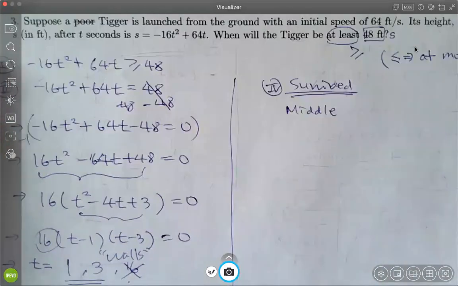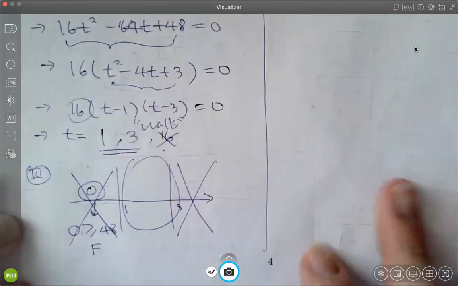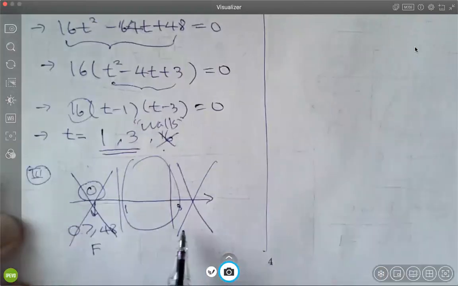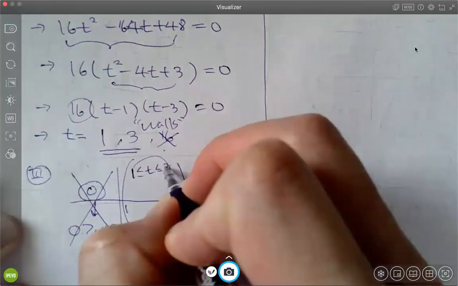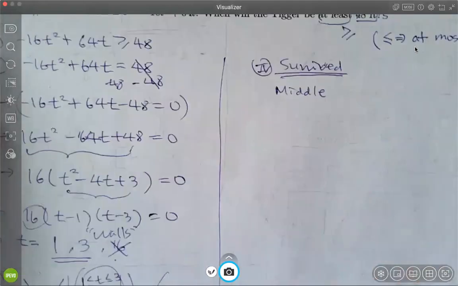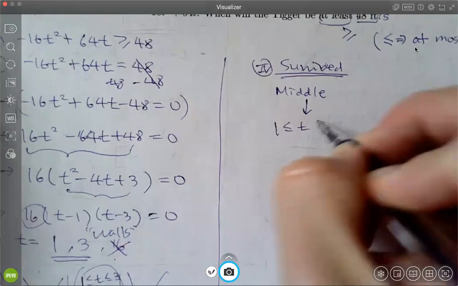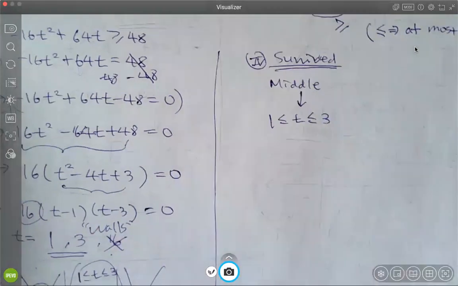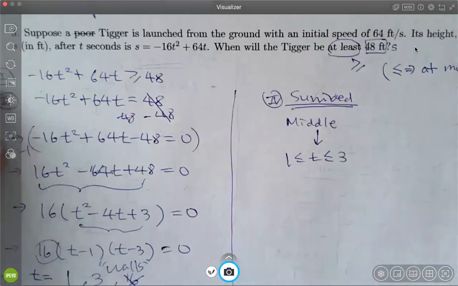And now, what was the label of the middle region? So middle region means what? In between 1 and 3, right? Okay, so it was this one. Okay, so the middle region means this, in between 1 and 3. So now, go back to the problem. What should be the answer?